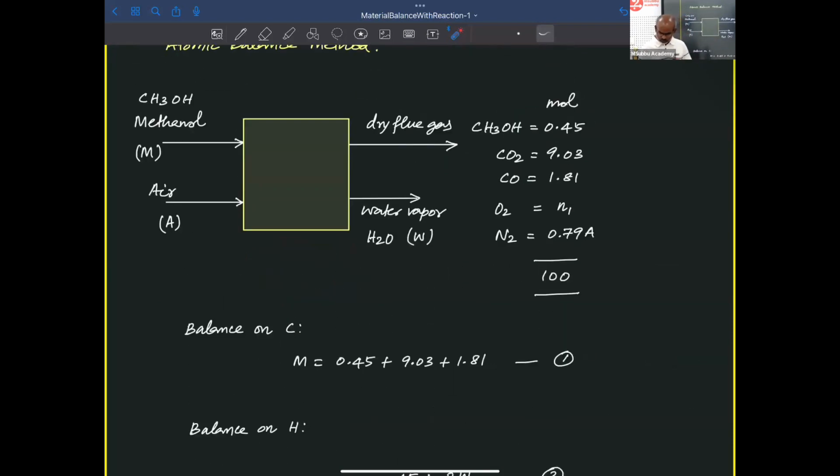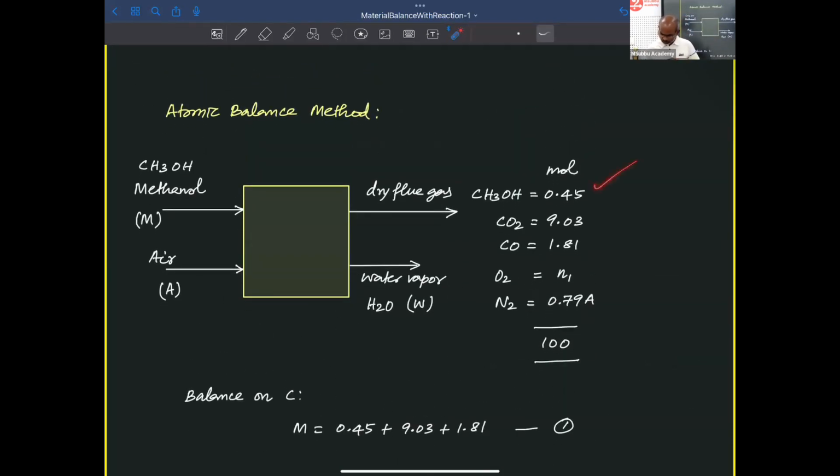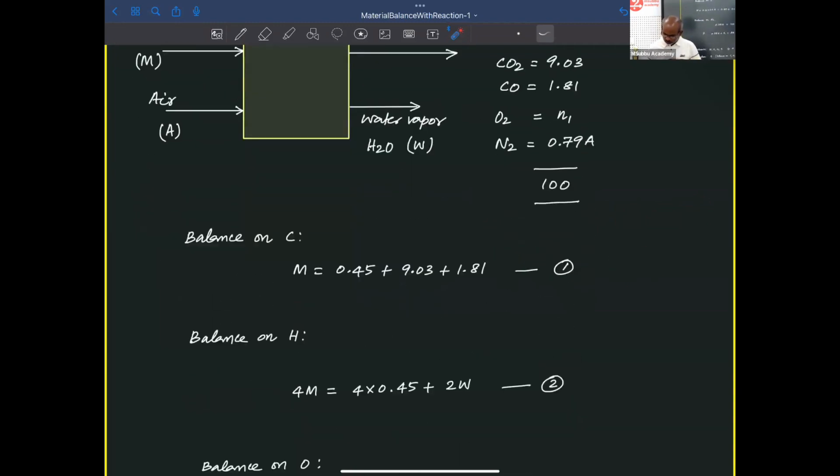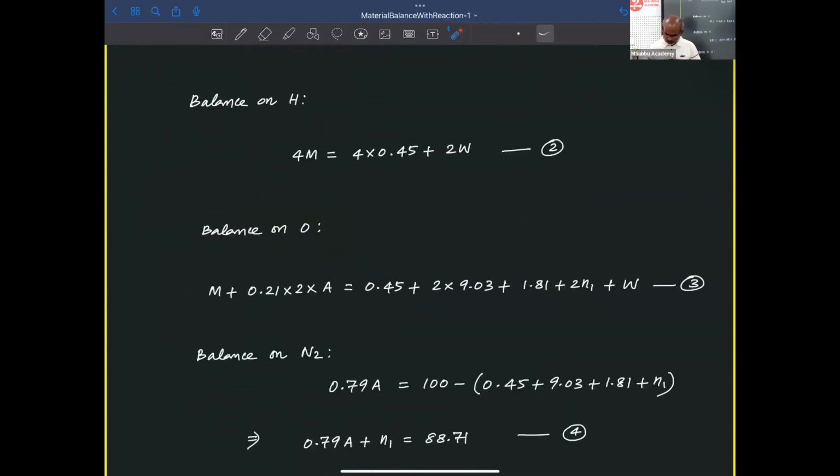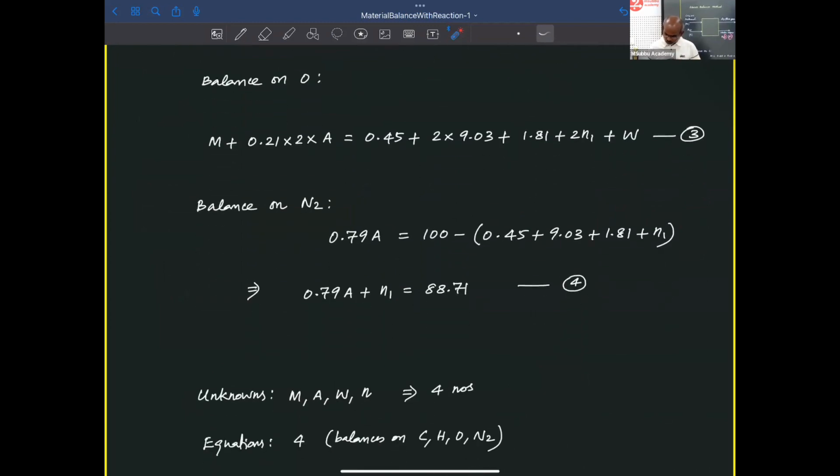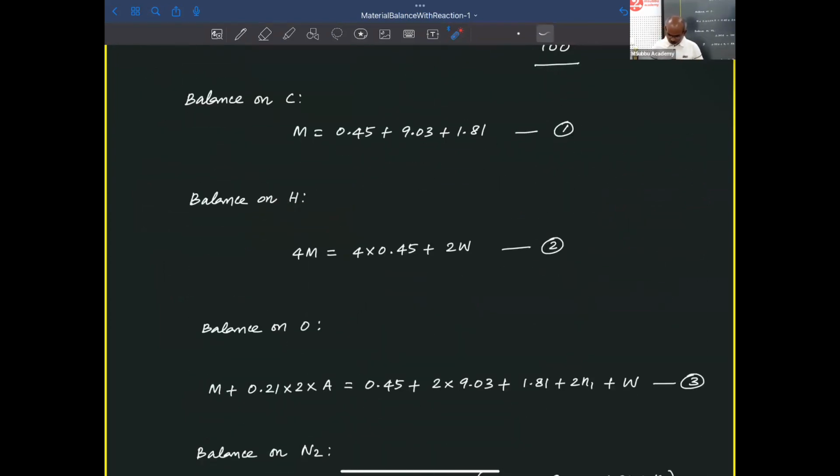O is leaving in this methanol and CO2. So here this has 0.45 into 1, this is 9.03 into 2, because O availability here is 9.03 into 2. Here 1.81 into 1, and here it is 2 into N1. And one water has 1 O. In that way, we are writing this balance on O.